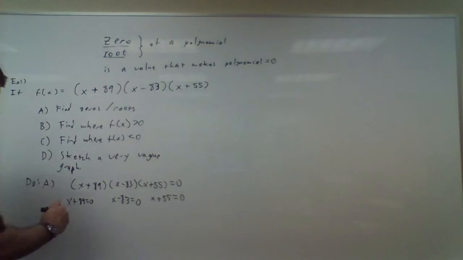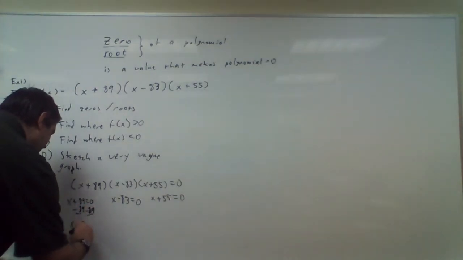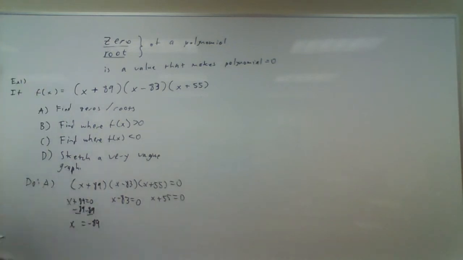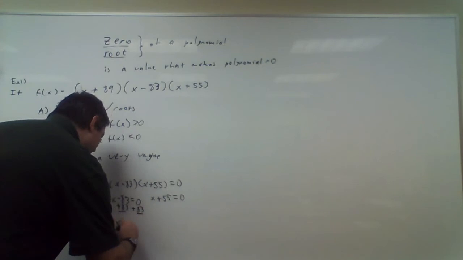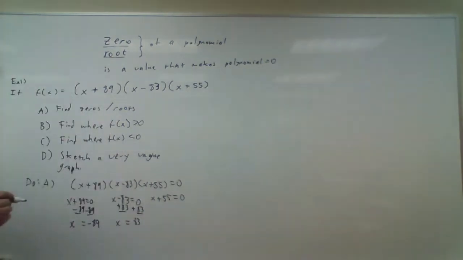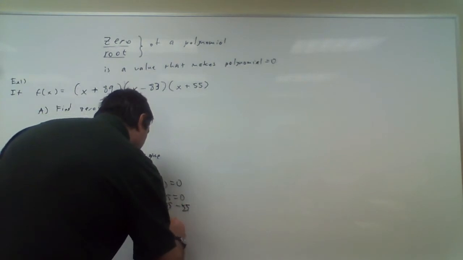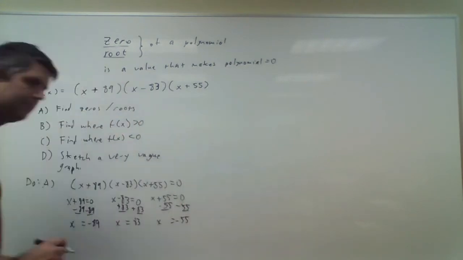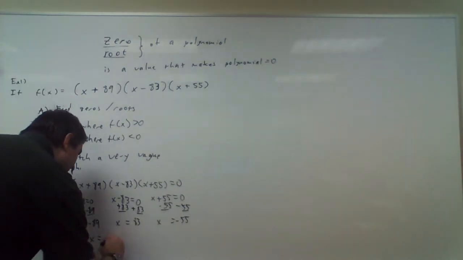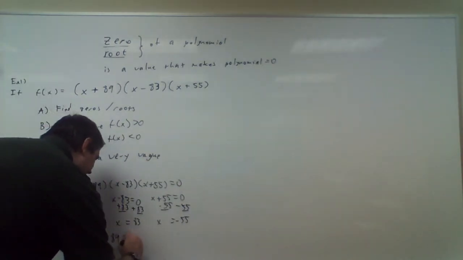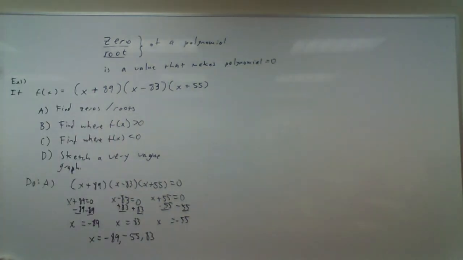Okay? So subtract my 89, and x equals negative 89. Okay? Add 83, and x equals 83 is another 0. Now subtract 55, and x equals negative 55. Okay, so the zeros are x equals negative 89, negative 55, and 83. Okay, so those are the zeros.